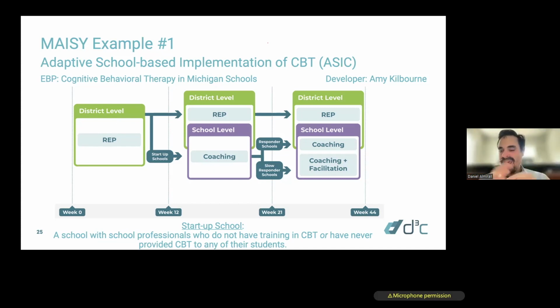And by the way, the whole purpose of this adaptive implementation is just to put cognitive behavioral treatment principles into the hands of these school professionals. Got it? So at the Holiday Inn, right here, when we kick things off at time 0, we bring all the school professionals and we do a 2-day training. It's over a weekend sometimes. You know what I mean?